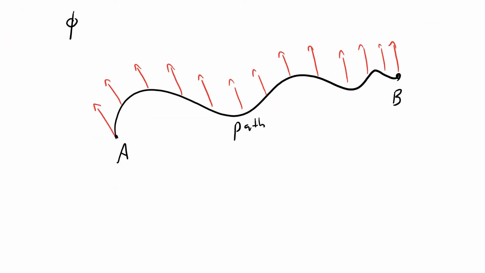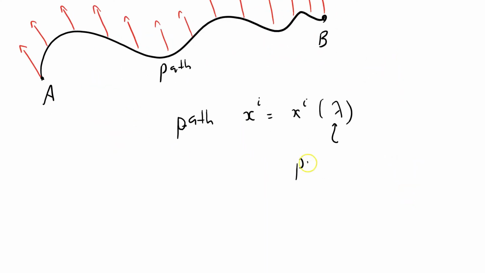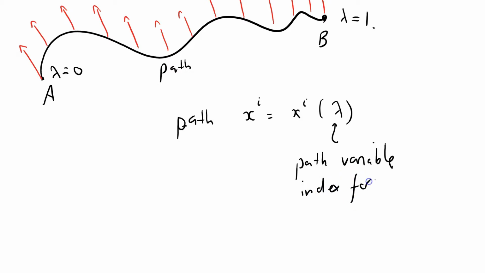What I really want is to quantify the path. So the coordinates xi are in fact functions of some scalar lambda, and that lambda there is the path variable. So at this point here you might say lambda equals 0, and at this point here lambda equals 1. So it's just an index for how far along the path you are. Index for distance along the path.